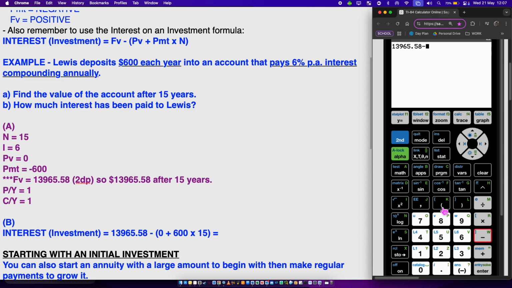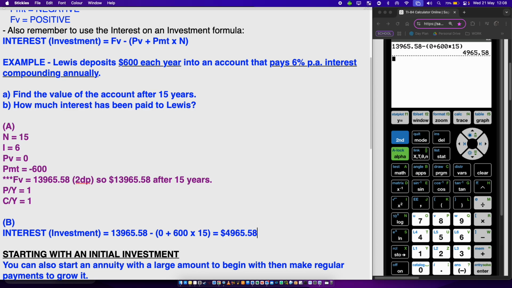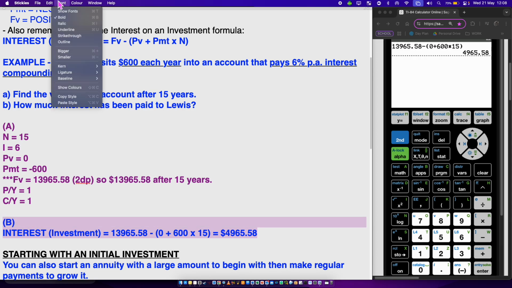13,965.58 minus, in brackets, 0 plus $600 payments 15 times. So $13,965.58 sounds like a lot. But you have to remember that you put in 15 payments of $600. So the bank only gave you $4,965.58 in interest by the end of it.